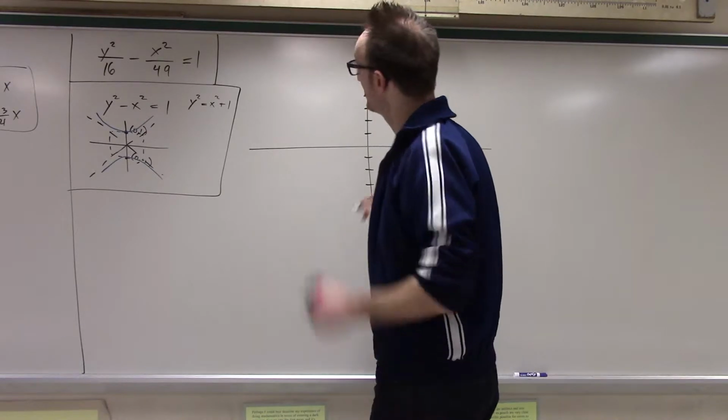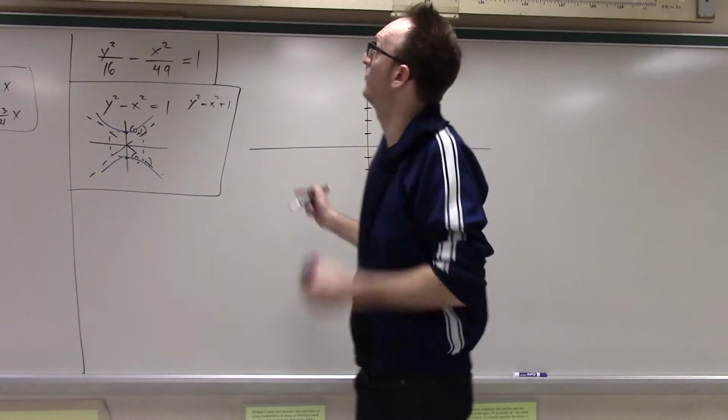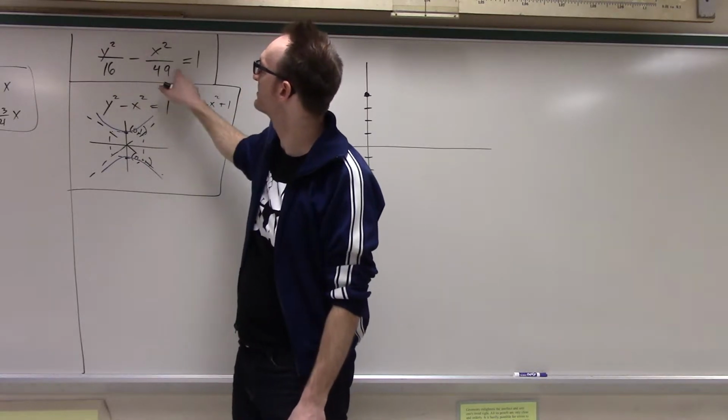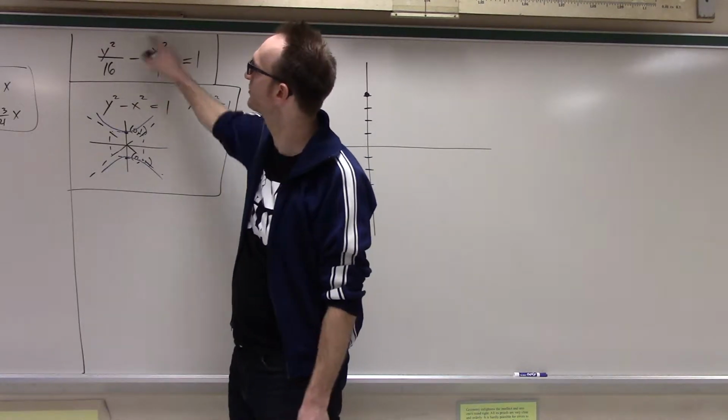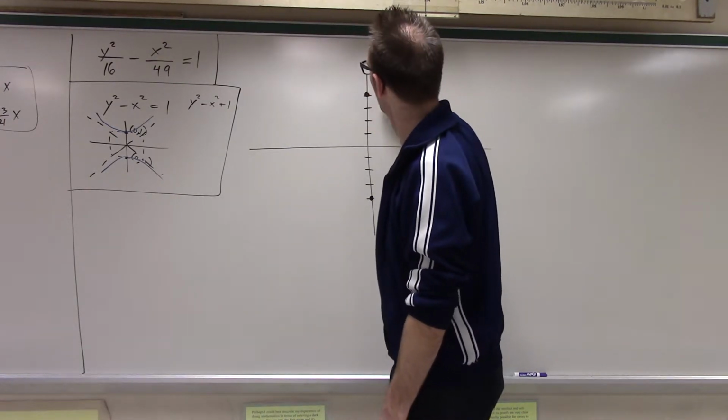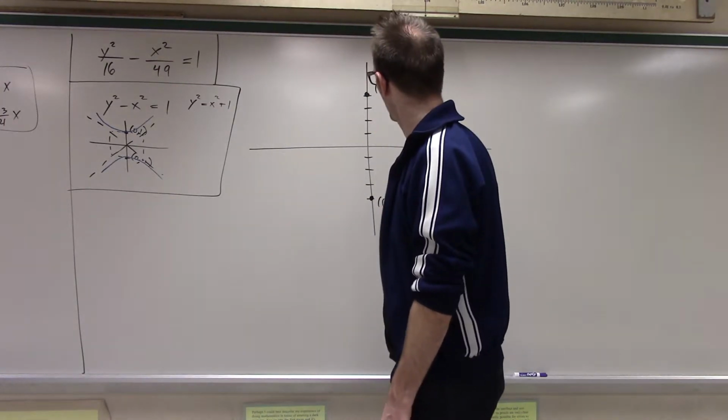And in fact, you could always just plug in 4 for y, and if you plug in 4 for y, you get 1 minus some stuff equals 1. So the only way for that to be true is that stuff is 0. And so indeed, I have this point 0, 4, and this other point 0, negative 4.